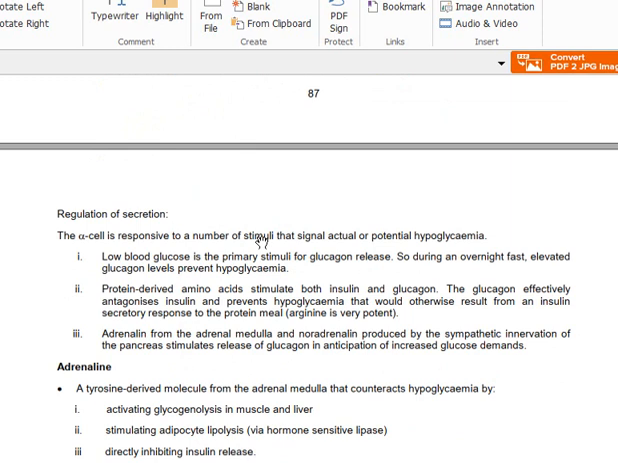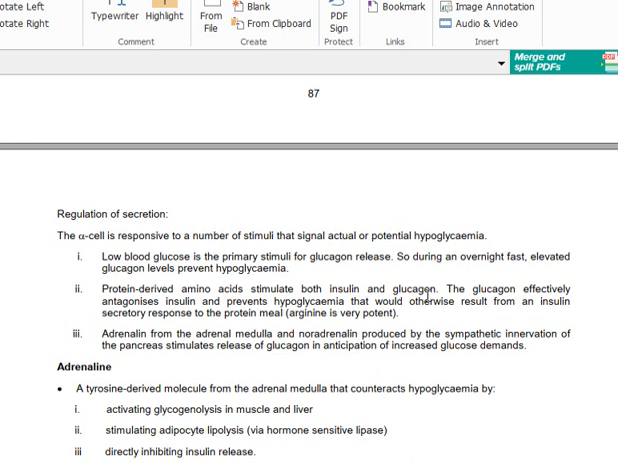You need to know that the alpha cell is responsive to a number of signals that are potential from hypoglycemia. So if you have low blood glucose, it is the primary stimulus of glucagon. Is it clear? Mostly at night. So glucagon is going to be elevated to prevent hypoglycemia. The next is protein derived amino acids, which also stimulate insulin and glucagon production. So if you have protein derived amino acids, you are going to have stimulation of both insulin and glucagon.